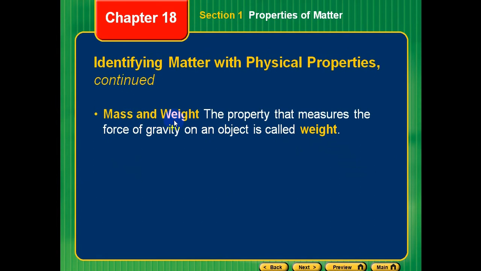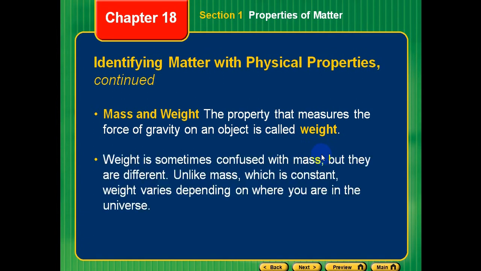So in this part, mass and weight: the property that measures the force of gravity on the object, we call it weight. So for now, we understood the difference between mass and weight. Mass is the amount of matter in the object. Weight is the amount of gravity on the object, okay? Here also, weight is sometimes confused with mass, but they are different. Unlike mass, which is constant, weight varies depending on where you are in the universe. So the first difference between mass and weight is that mass is constant or stable, while the weight varies according to the place.